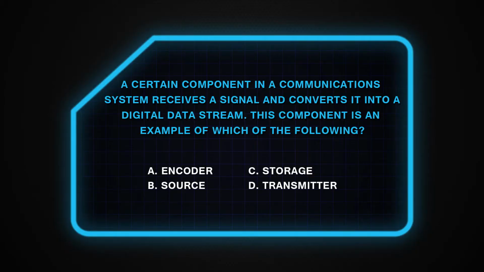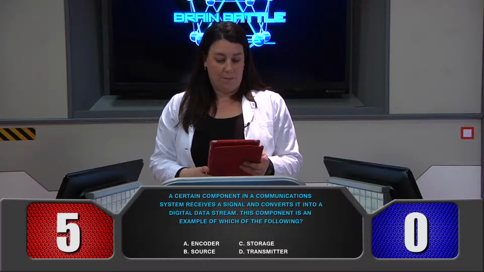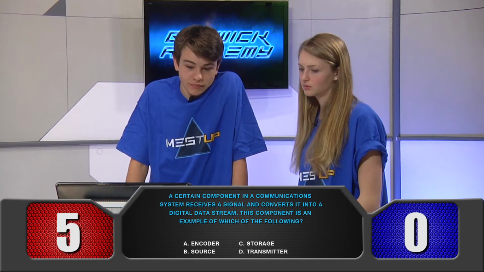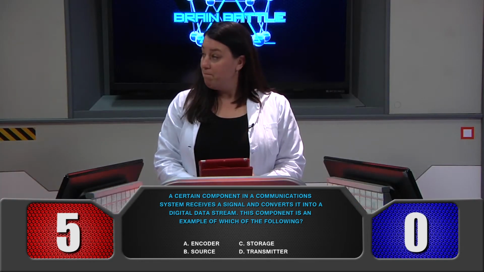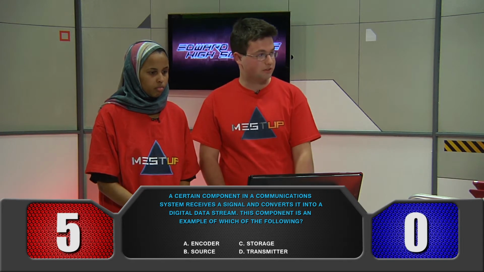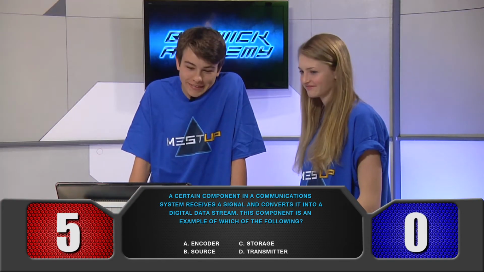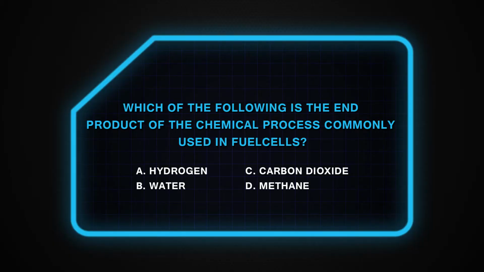Question 2. A certain component in a communication system receives a signal and converts it into a digital data stream. This component is an example of which of the following? Blue team. D, transmitter. Incorrect. Red team? That would be source. Incorrect. The correct answer is A, encoder.